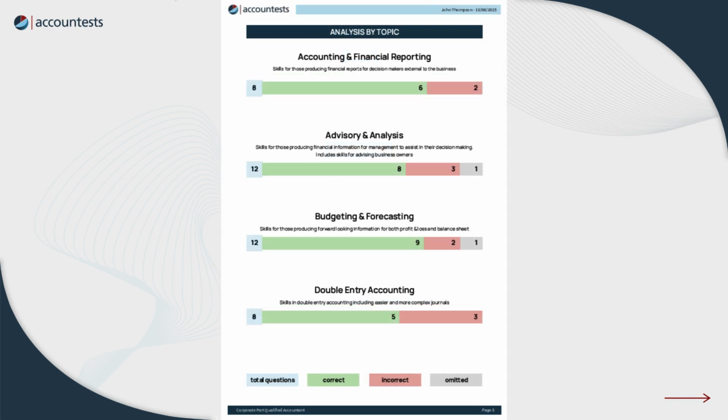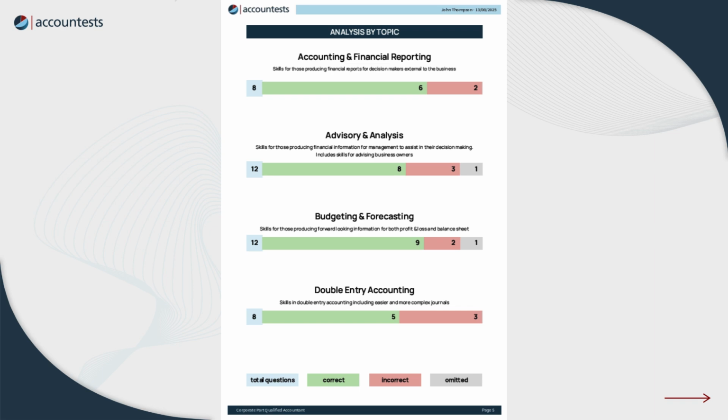After this, we analyse by topic. We go through the different topics covered by the test, and you can see where the candidate's strengths and weaknesses are. This might be useful if some of the topics are more or less important for success in the role. Also, they might highlight some specific training requirements or where you might need to initially have more oversight over the output of the candidate. Here we're covering accounting and financial reporting.